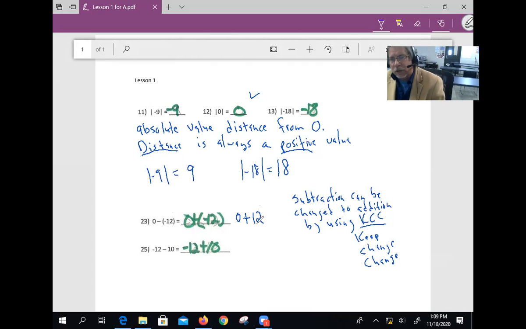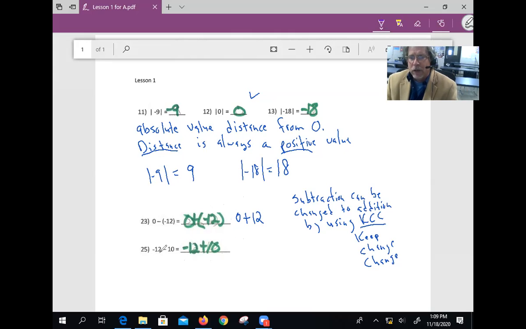So if you type in a calculator 0 take away a -12, that should be the same thing as 0 plus 12. But it's not going to be the same thing as this. This is false. So watch out if you rewrite subtraction problems. If you rewrite them, you got to rewrite them correctly. Otherwise, just leave the subtraction problems and just use your calculator.